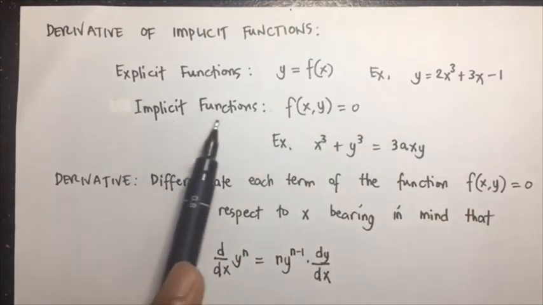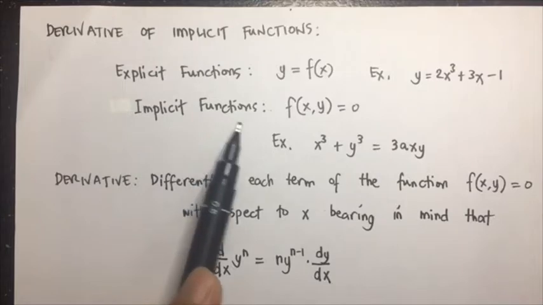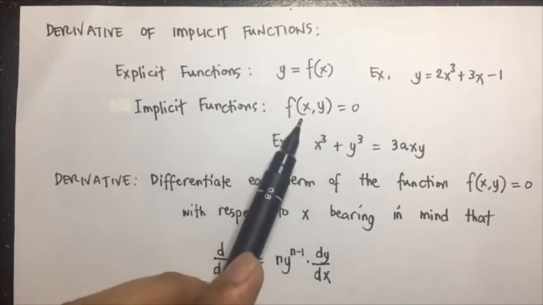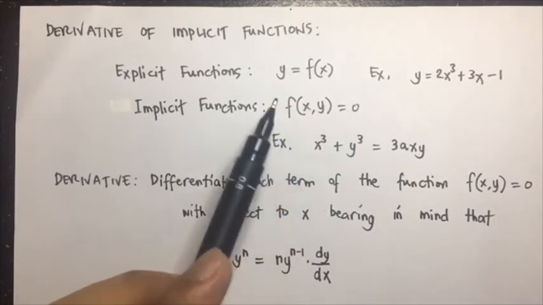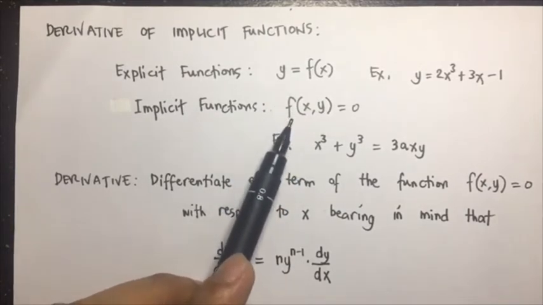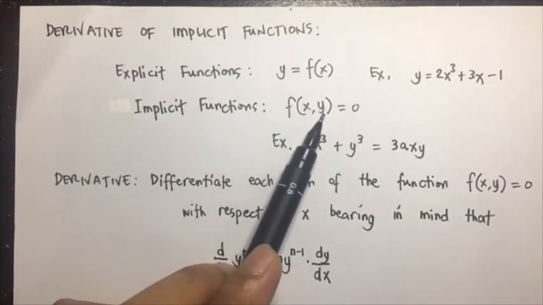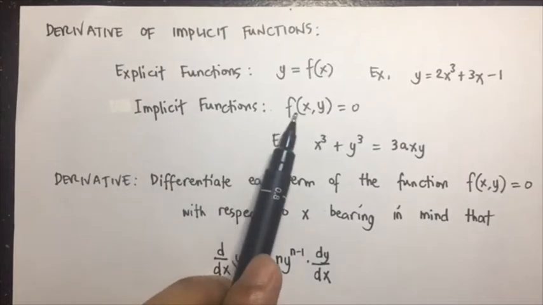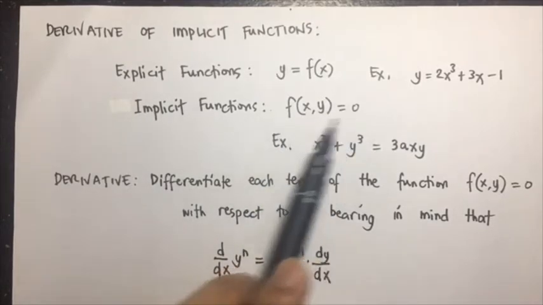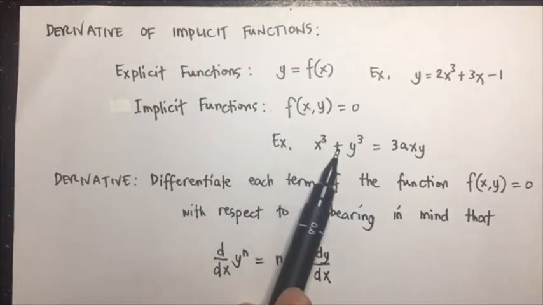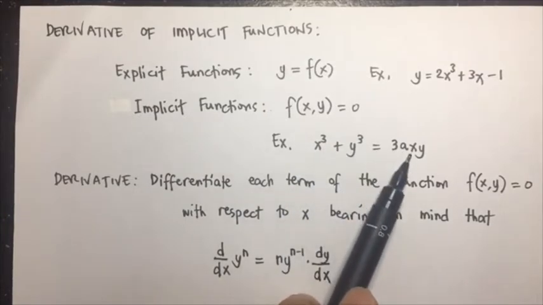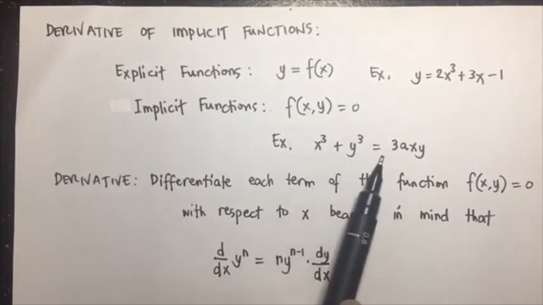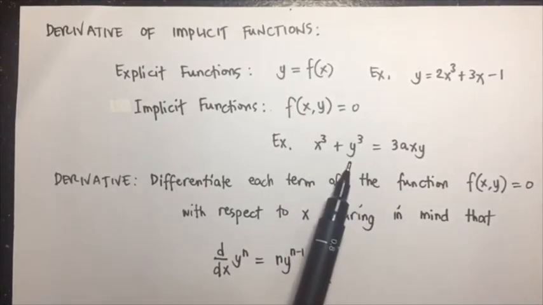However, in implicit functions, y is not clearly defined in terms of x. And the terms of the functions are combinations of x and y. So its notation is f of x and y is equal to 0. An example of that is x cubed plus y cubed is equal to 3axy. Okay? So in this case, y is not clearly defined in terms of x.